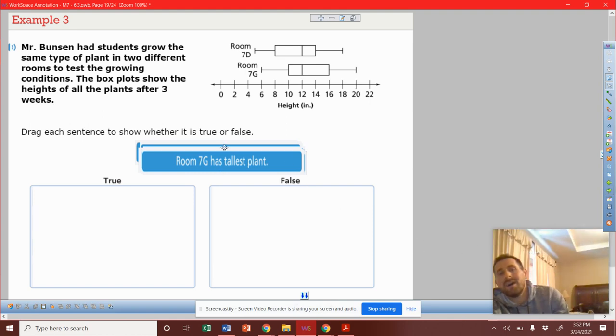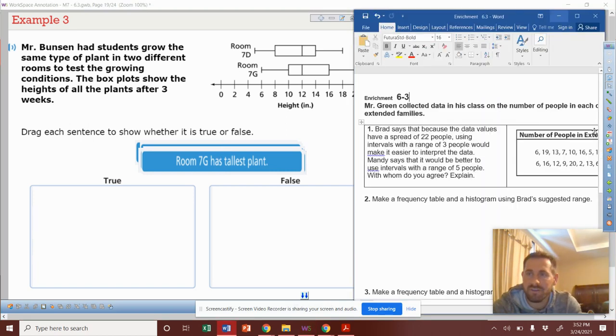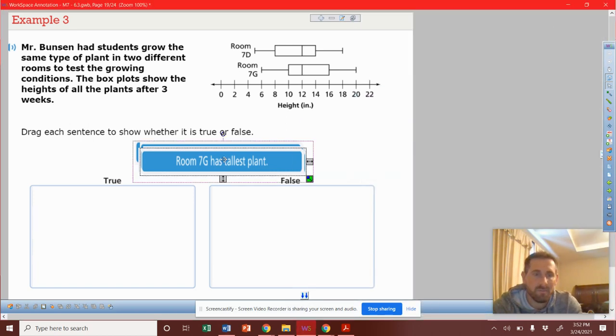So what I've got here underneath is a bunch of different questions, and we're going to drag each one to either true or false. So let's look at the first one. Room 7G has the tallest plant.